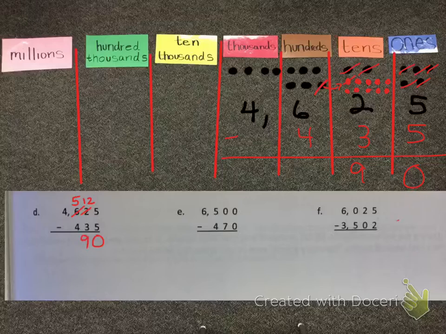9 tens. And now instead of 600s, I actually have 500s in here. So now I'm going to subtract 4. So 1, 2, 3, 4. That leaves us with 100. And then the 4 just comes on down, and there's our answer. So 4,190. So you should have gotten 4,190 for D.